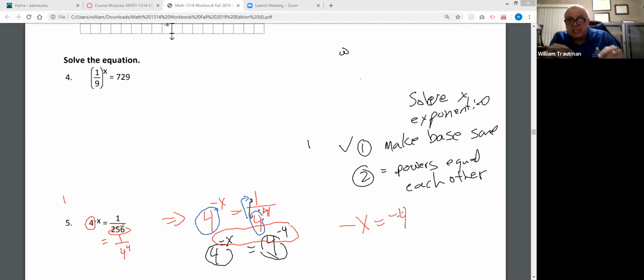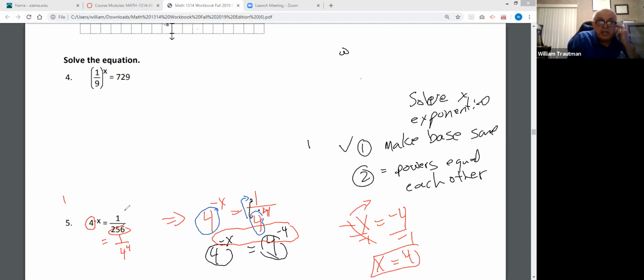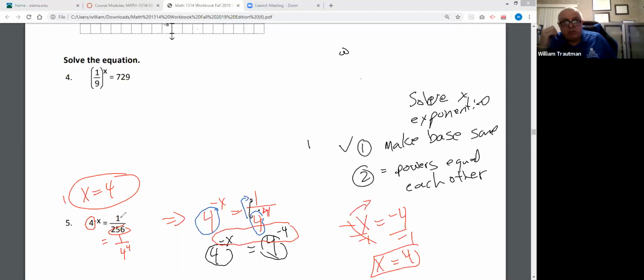If the bases are the same, then the powers have to be the same. And then I just get this negative to the other side by dividing by negative 1. And x equals negative 4 divided by negative 1, which is 4. So the answer to this problem is x equals 4. You make the bases the same, then the powers equal each other, and you solve for x. Maybe I should add that into this. And then step 3 would be solve for x.